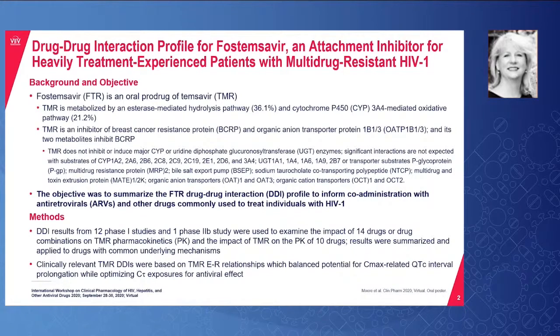Drug-drug interaction results were used to examine the impact of 14 drugs or drug combinations on temsavir pharmacokinetics, as well as the impact of temsavir on the pharmacokinetics of 10 other drugs. The results were summarized and applied to drugs with common underlying mechanisms. Clinically relevant temsavir drug interactions were based on temsavir exposure response relationships, which balanced the potential for Cmax-related QT prolongation while optimizing trough exposures for antiviral efficacy.